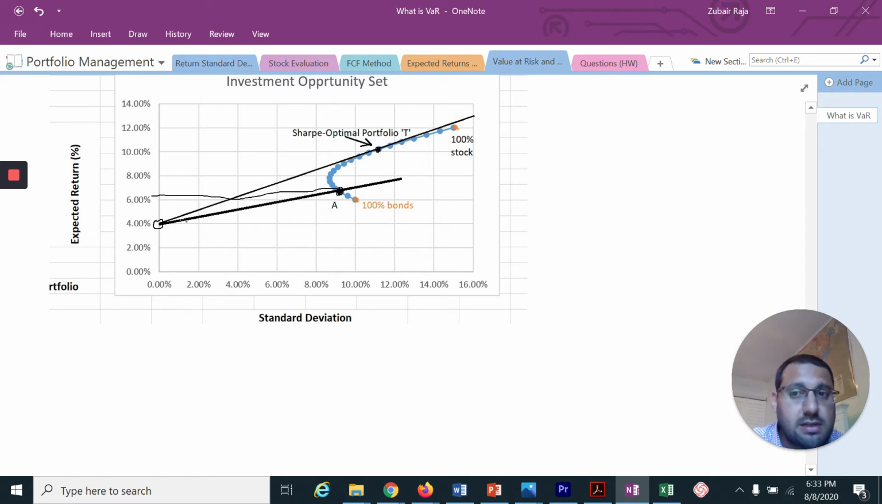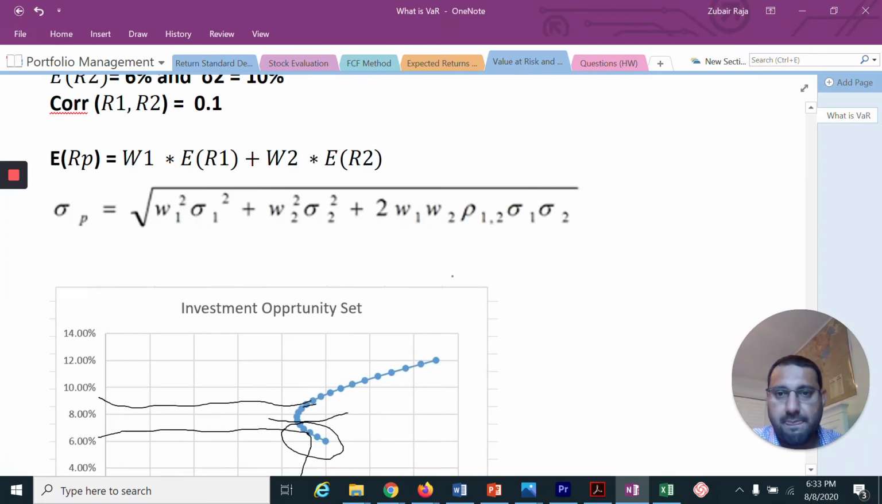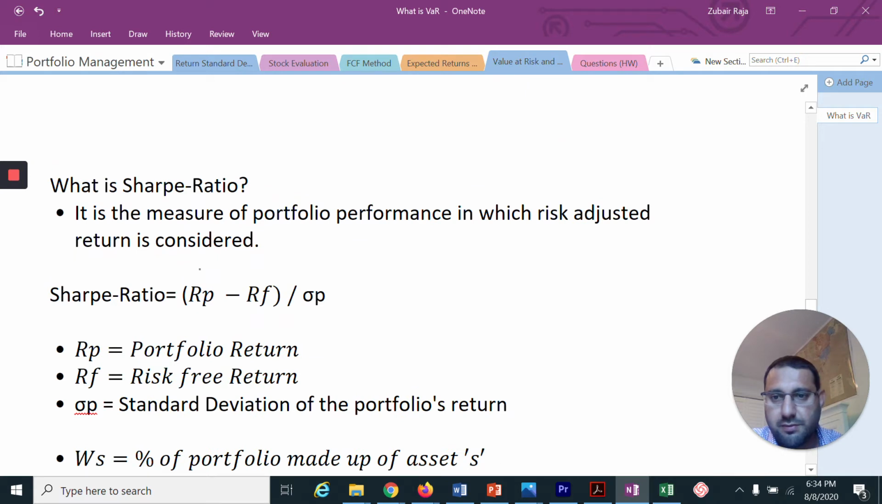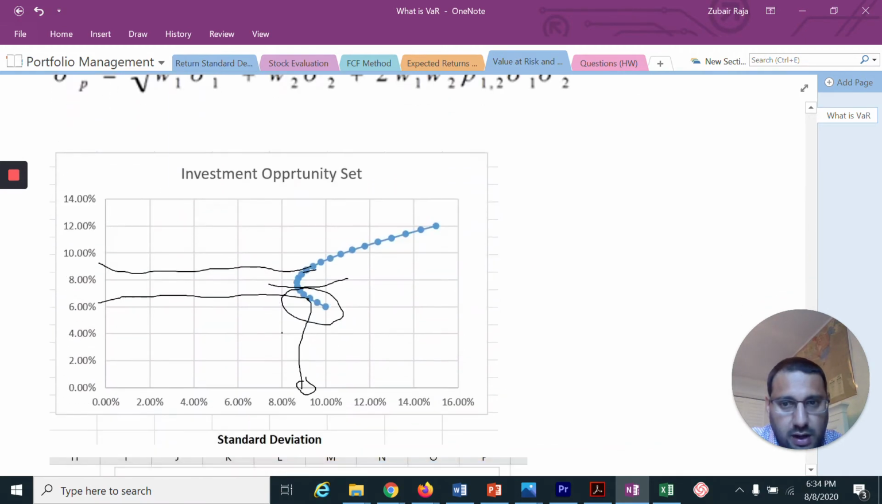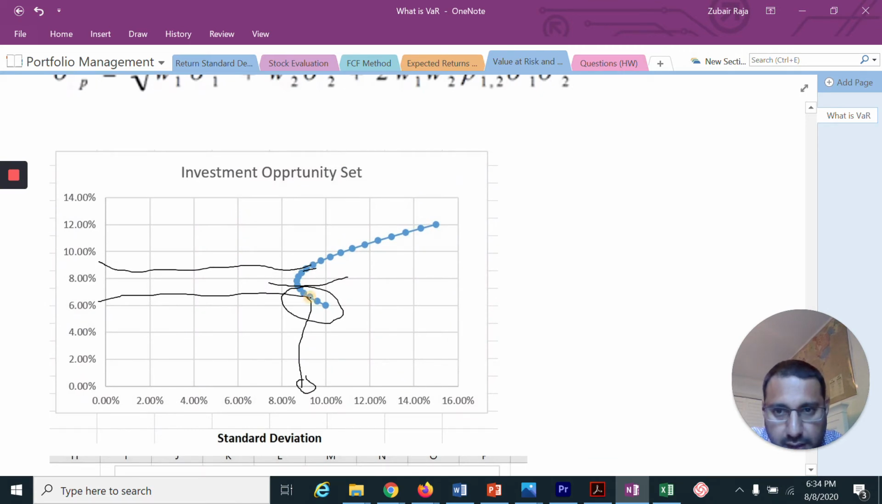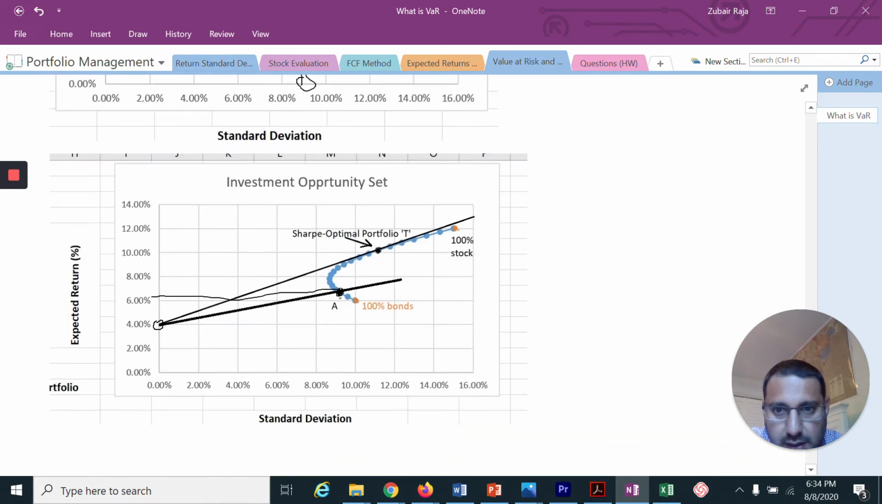So what is this? The slope of this line, which is going through the portfolio A, is giving us a Sharpe ratio, right? Because if you see over here, this is the formula. This is the formula. So this is actually our numerator, return of the portfolio minus risk-free rate of return. So return of the portfolio over here, this one, this A1.